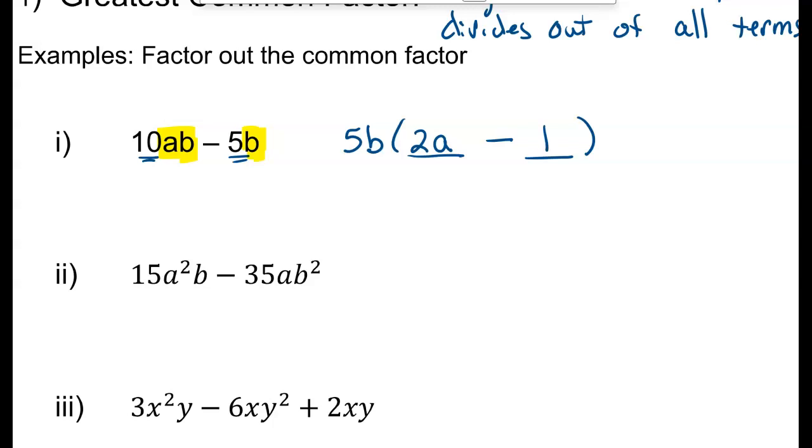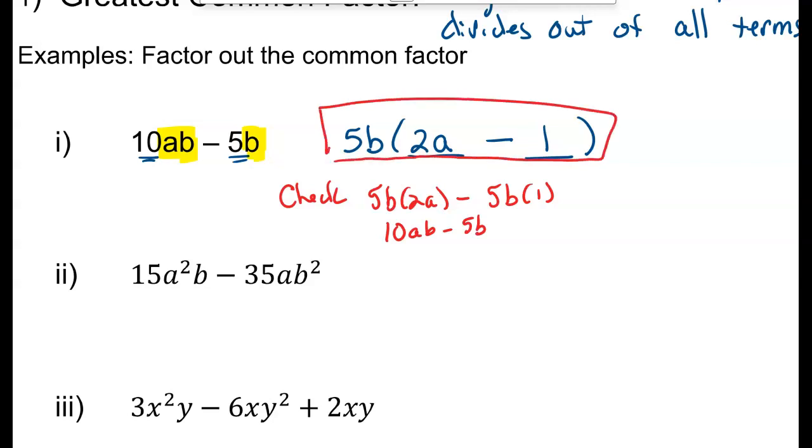Now, how do you know if you're right? Could you check? How would I check? Distribute. You go 5b times 2a minus 5b times 1. Did that give us 10ab minus 5b? Do you see, if you didn't have that minus 1, you wouldn't have that? So guys, did we factor it? So 5b and the quantity 2a minus 1 are factors of my original polynomial.